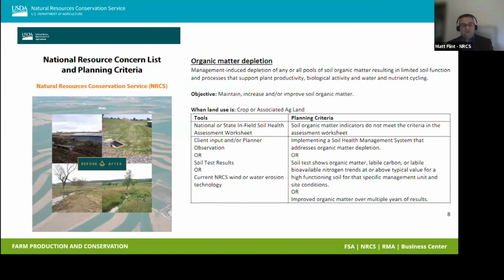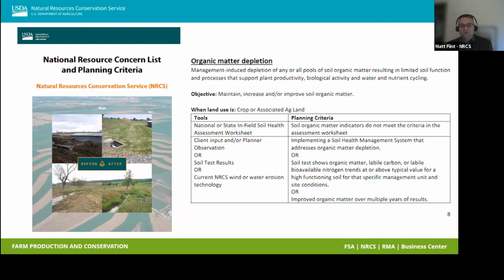NRCS establishes a national framework for resource concerns and planning criteria. The concept is that across the nation, there's a set of resource concerns that are designated, named, and described. And then there are planning criteria, which are targets we hold out for the planners to strive to assist their clients in meeting. So in the case of organic matter depletion, there's the problem or the resource concern name.